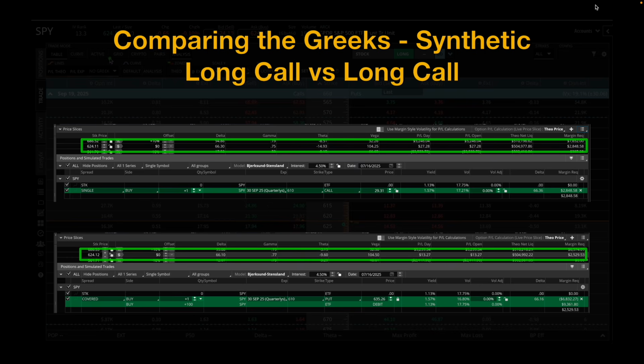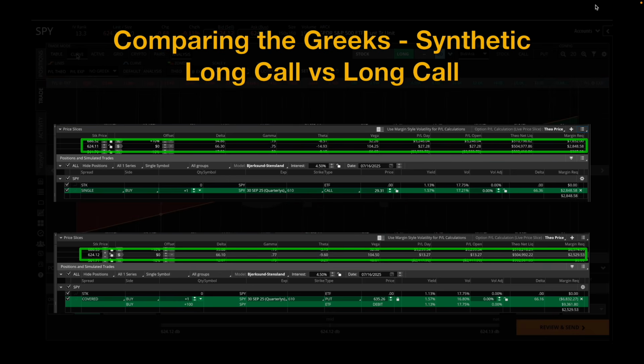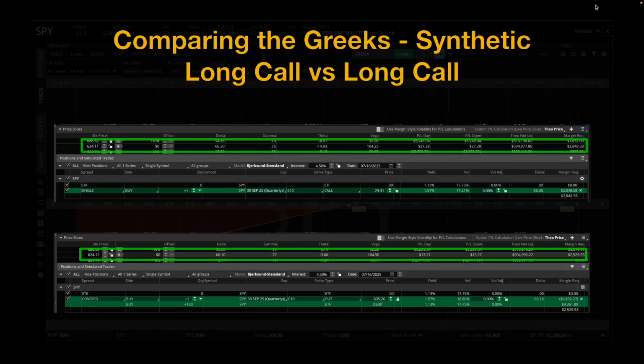Now let's compare the Greeks between the synthetic long call versus the simple long call. So in the top image here, I have a screenshot taken from the thinkorswim trading platform with the long 610 call populated. And the bottom image is the same screenshot taken with the synthetic long call position where we purchased 100 shares of SPY while simultaneously buying one 610 put.